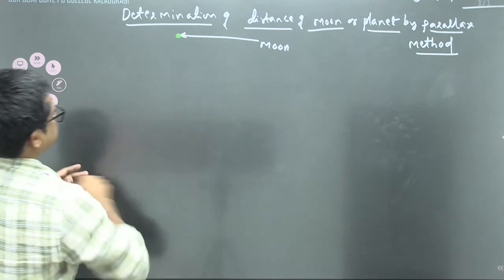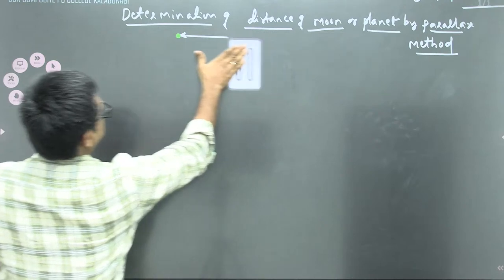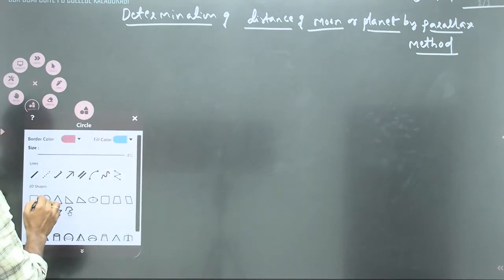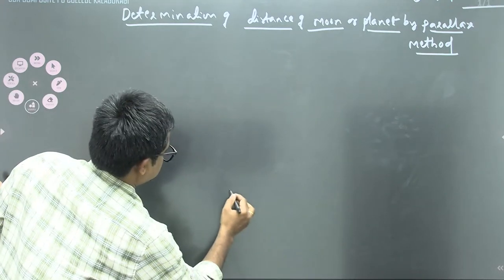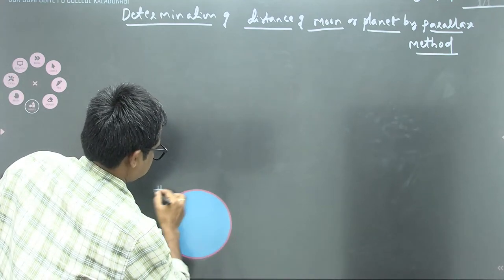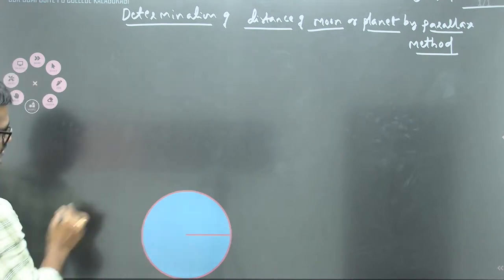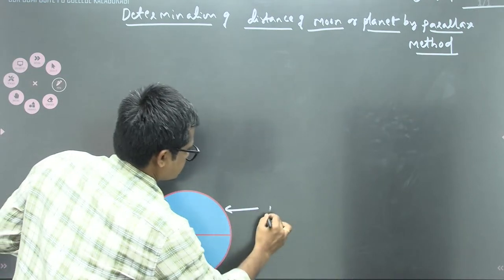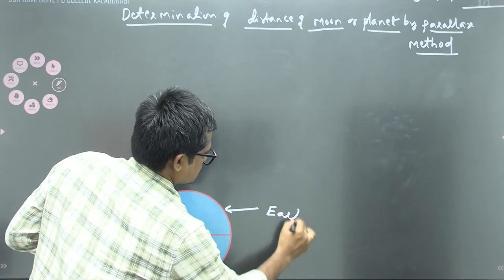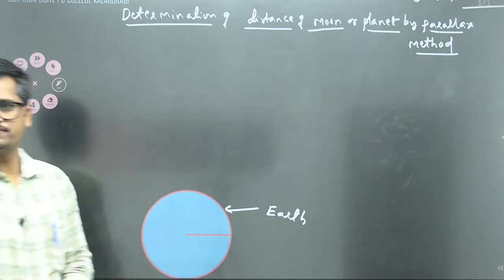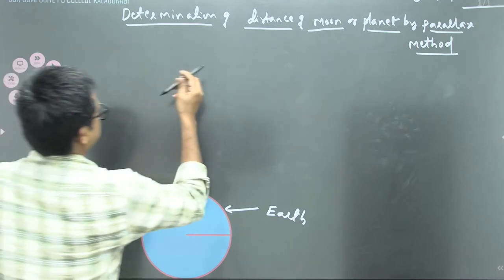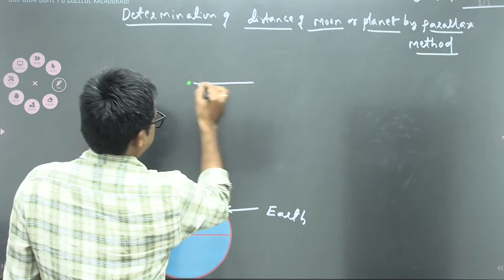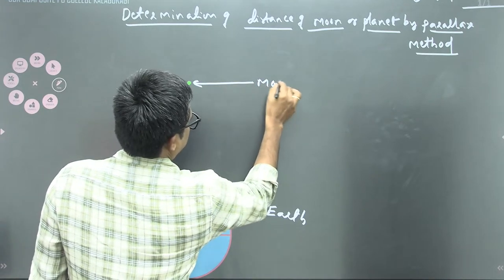So I'll take here. Okay, see here. Suppose this is, you can say, Earth. This is Earth, right? Now here is, you can say, the moon. This is the moon, or any planet.